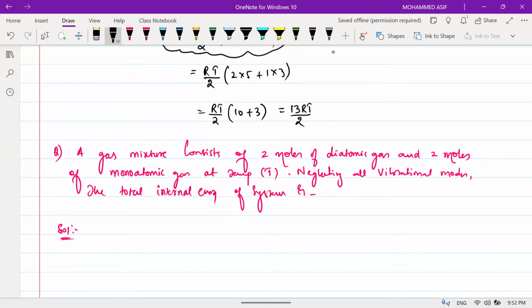फर्स्ट गैस को सर बेटा डायटोमिक. N1 is equals to 2. F1 is equals to 5. डायरेक्टली लिख रहा हूं मैं. N2 is equals to also 2. F2 is equals to monoatomic 3.